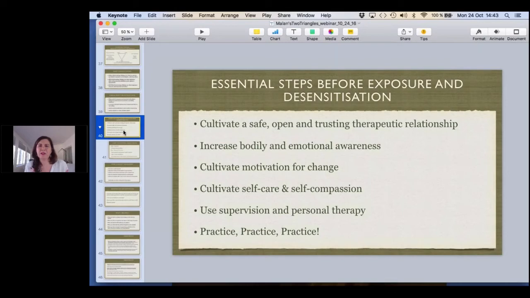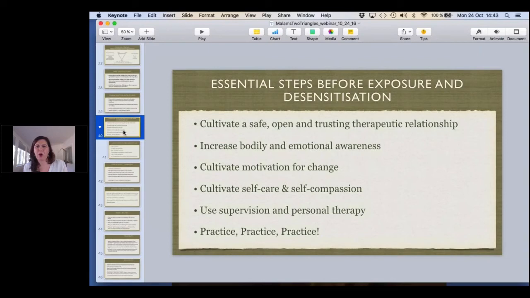Is that okay? You want to be cultivating lots of self-care and self-compassion, because the minute you start working the triangles, it elicits a lot of anxiety, and people need to be able to take care of themselves. You want them to heal when they leave your office, not to decompensate.